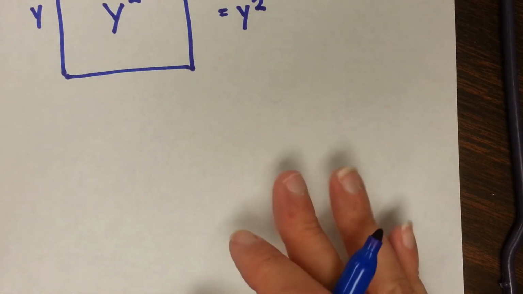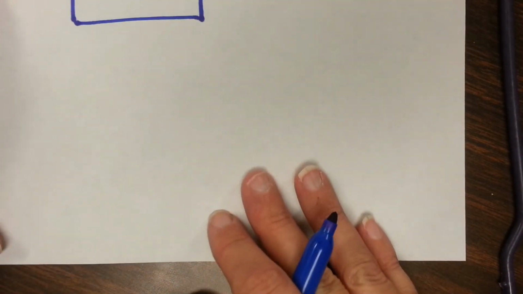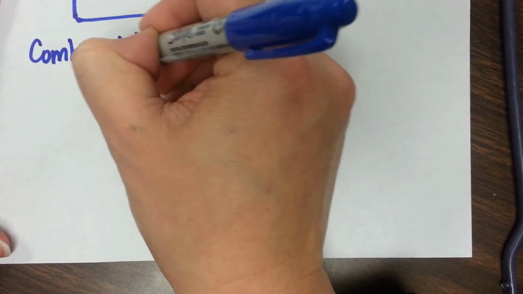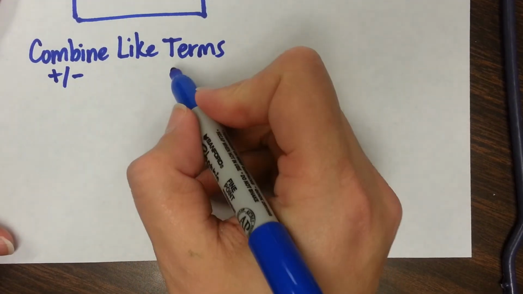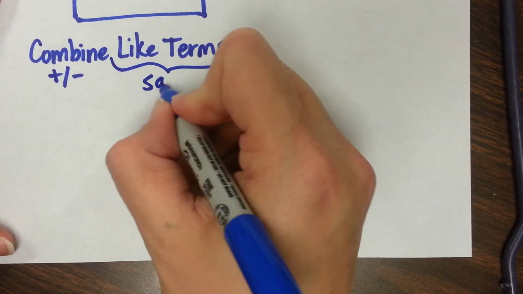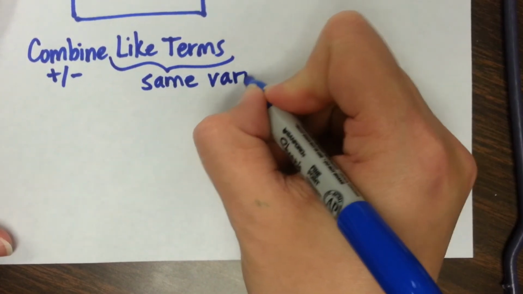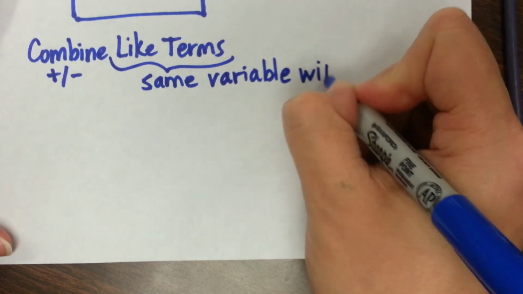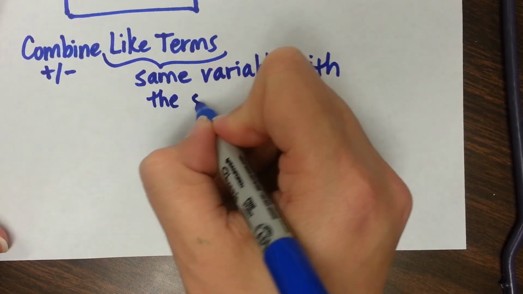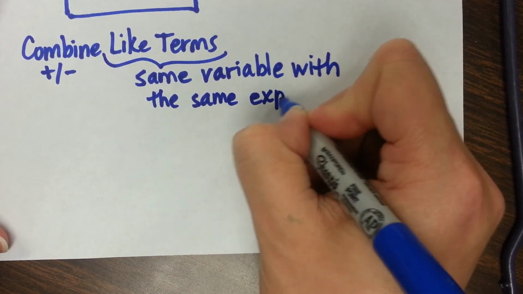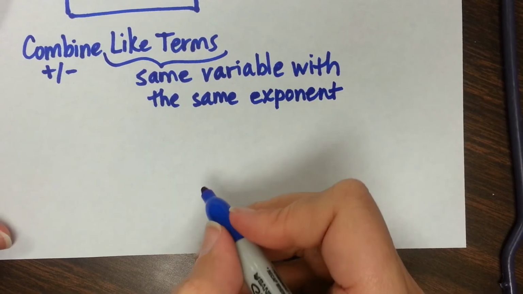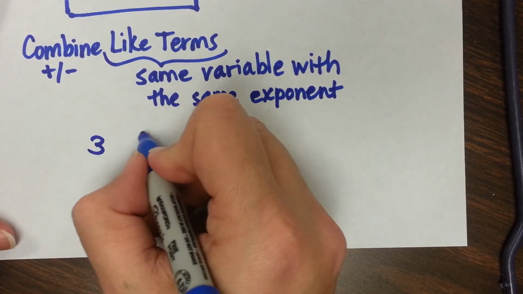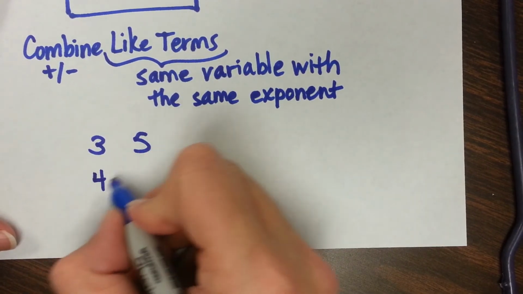Well, how is this going to help us? One of the things it's going to allow us to do is combine like terms, which we've already studied how to do. Remember when we were talking about combining, we said this had to be by addition or subtraction? And like terms meant they had the same variable with the same exponent. So those look like the numbers 3 and 5, or 4 and negative 7.